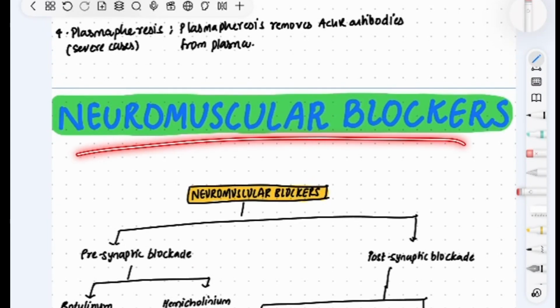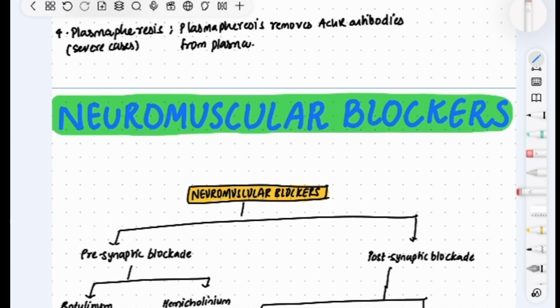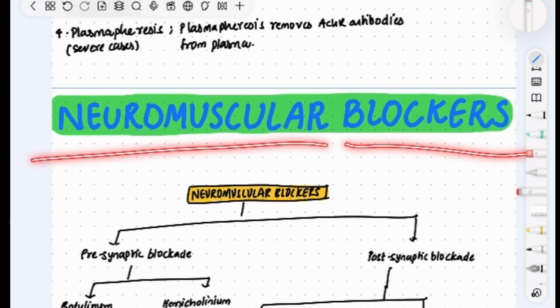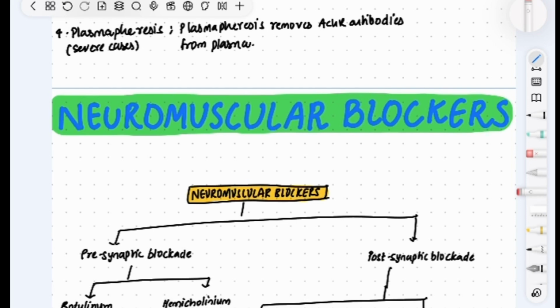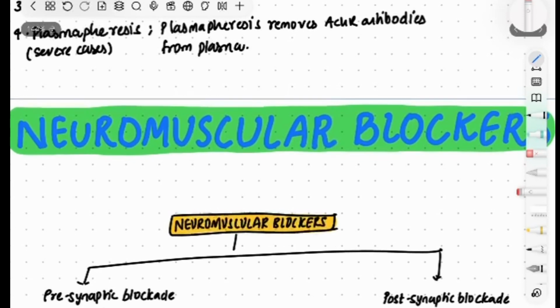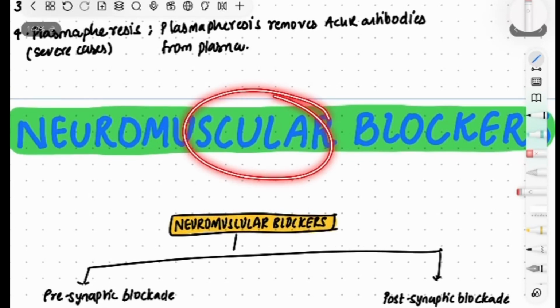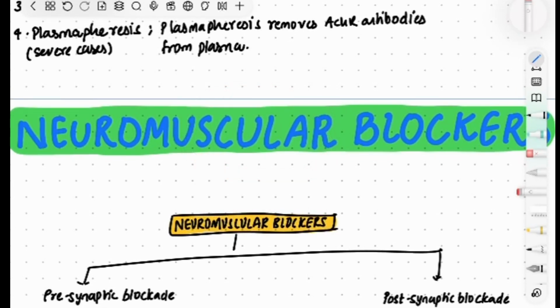So, neuromuscular blockers. What do we understand by the name neuromuscular blockers? As the name suggests, there are some blockers which block the transmission of nerve impulse, leading to the impaired contraction of muscle. So these are nothing but the neuromuscular blockers.